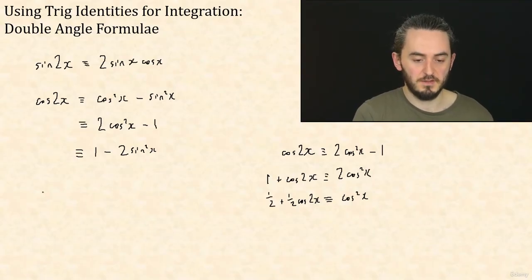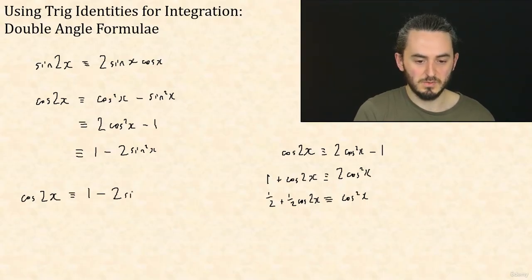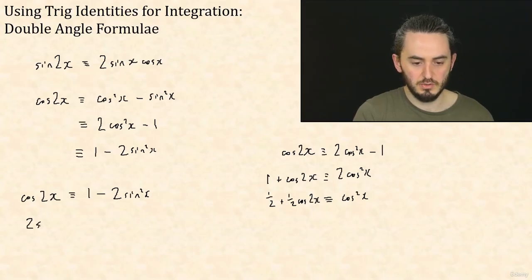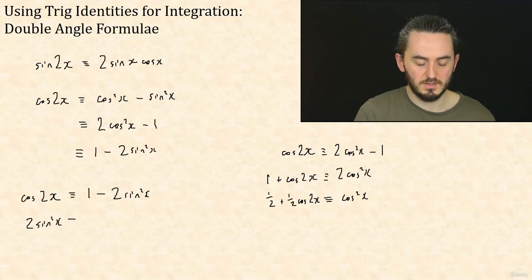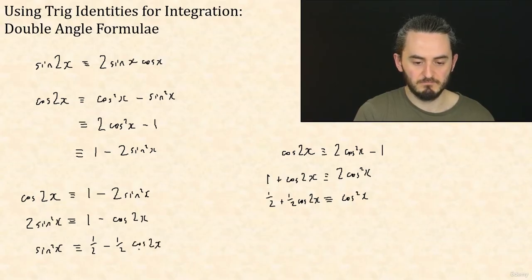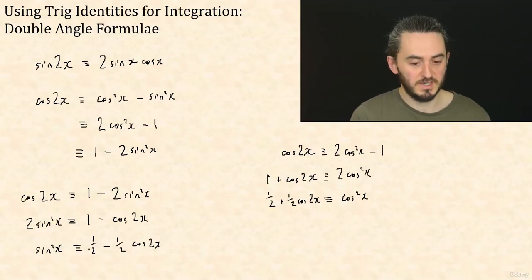Similarly, if I take this other form, that cos 2x is the same as 1 minus 2 sine squared x, this rearranges as 2 sine squared x is the same as 1 minus cos 2x, and that means that sine squared x is the same as a half minus a half cos 2x. And once again, what we've got is a squared trig function that I couldn't integrate expressed in terms of stuff that I can.